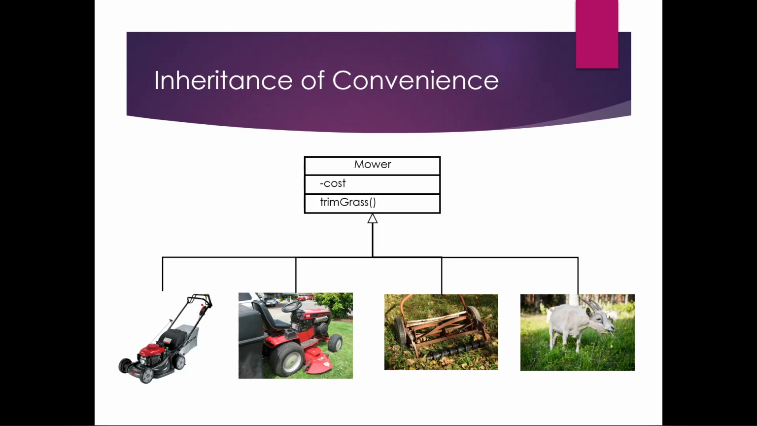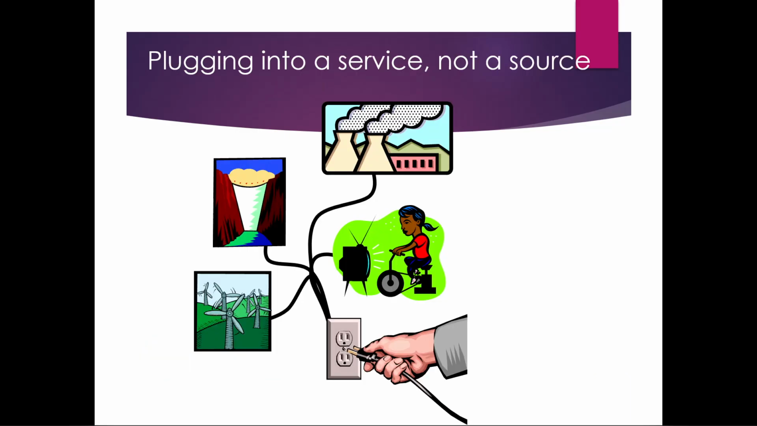And so interfaces provide us a way to plug into a service without having to be really aware of the source. Like in the example we talked about with abstract classes, the plug out there, we can plug into power plants or hydroelectric dams or wind turbines or a person on a treadmill. But that person on the treadmill does not have to be an electric generator for us to get it. It's a service that's separated from the source.